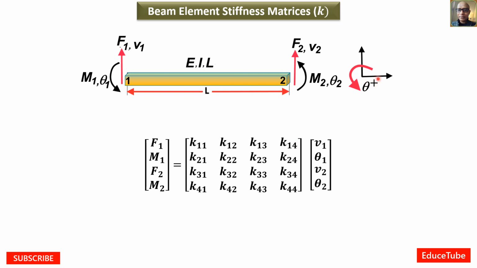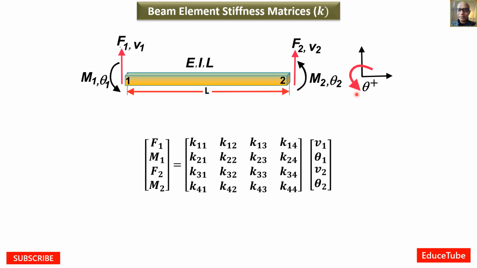Here actually, if you look at this x-axis, it is taken parallel to the axis of the member, and positive sense is designated. A positive y-axis is perpendicular to this x-axis. Positive sense of rotations, we did it by using the standard right hand rule. This is the positive sense.